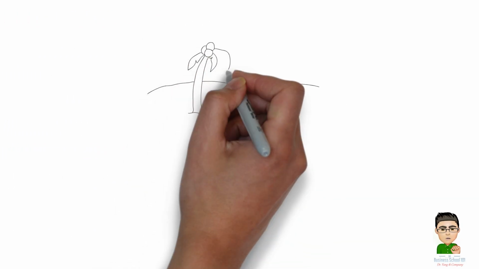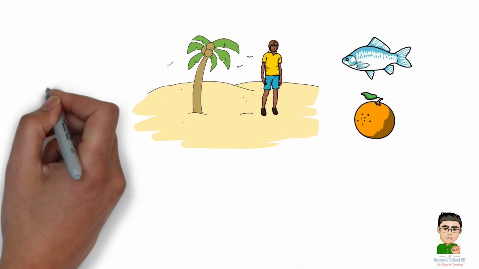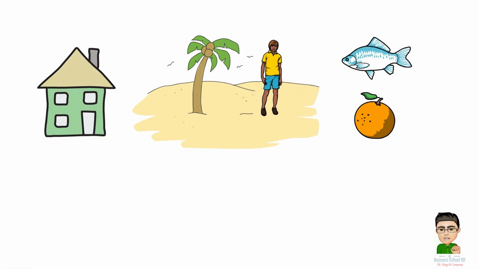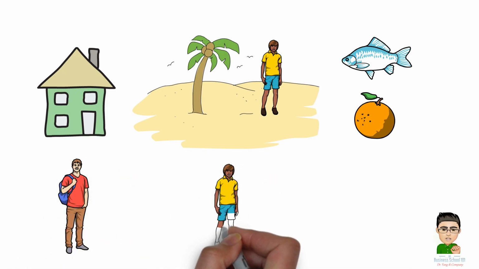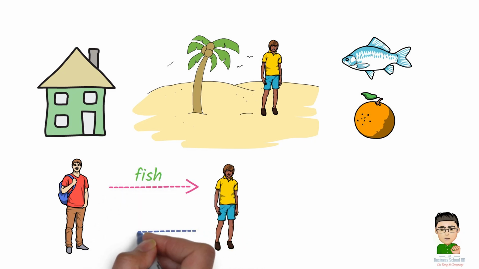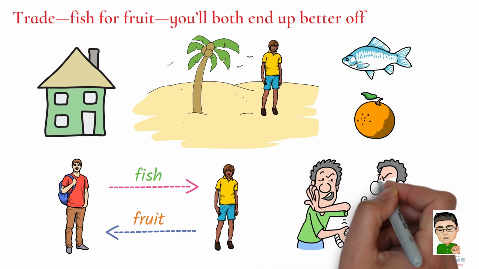Imagine you're stranded on a deserted island. You have to catch your own fish, gather your own fruit, and build your own shelter. You can do it all, but it's exhausting and inefficient. Now, suppose another person washes up on the shore. He's great at fishing, but not so good at gathering fruit. If you both focus on what you do best and then trade, fish for fruit, you'll both end up better off. This is the essence of interdependence and trade.